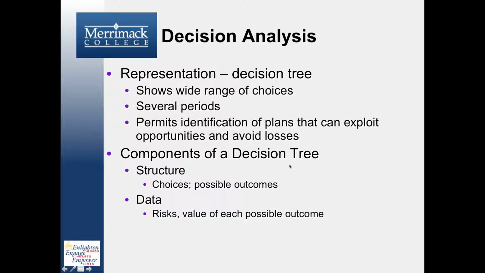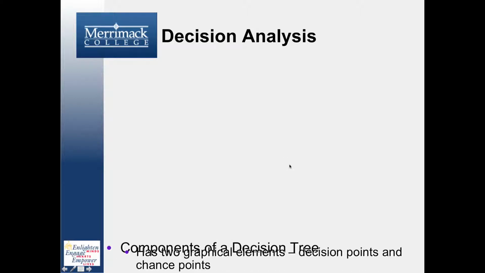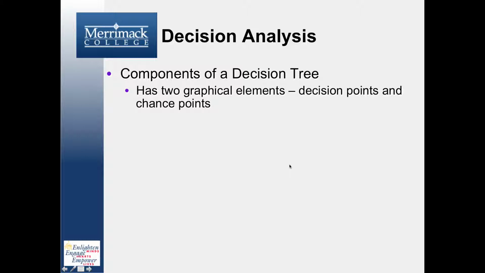So I'm going to hopefully get to the example here without all these bullets. Wait a minute now. So it has two graphical elements: decision points and chance points. A typical decision tree would look something like this. So I make a decision to do something, or something else, right? I have two choices in this simple example. And then once I've made a choice, something could happen, right? There's a chance that one thing will happen or something else will happen. And then I need to make another decision, and so on and so on.